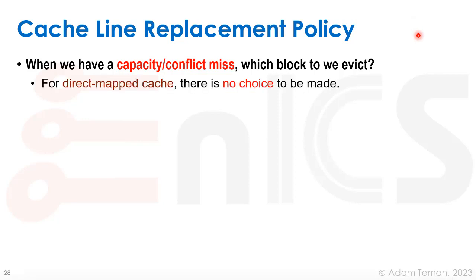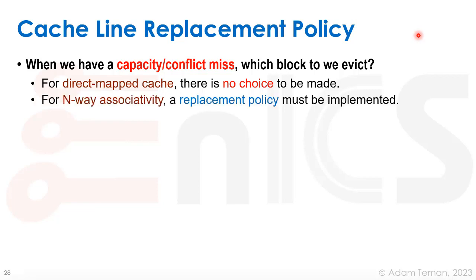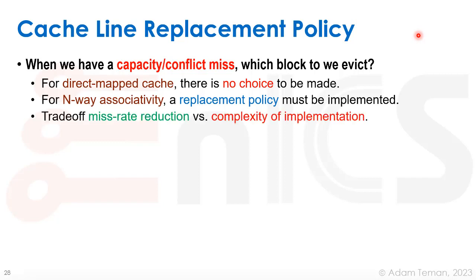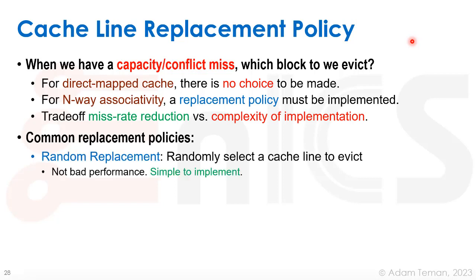So for a direct map cache, the answer is trivial. There's no choice to be made. We only are allowed to put one cache line in each set, and therefore we're going to evict the one that's sitting in the set that we want to fill. But once we have n-way associativity, we need to implement a replacement policy. And so we need to trade off the miss rate reduction due to a very complicated replacement policy versus the complexity of implementation, because it really can become very expensive in hardware or in software to actually do such a replacement. So there is a lot of research and a lot of things that have been done throughout the years for replacement policies, but I just want to mention a few common replacement policies.